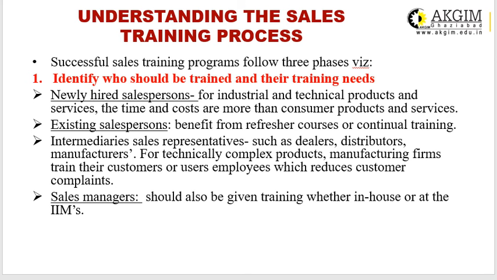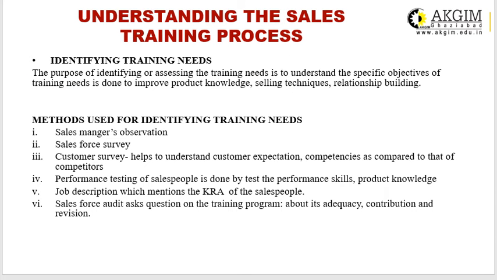Now, point number two: what are the methods that are used for identifying the training needs? The various methods used for identifying training needs include the sales manager's observation. The sales manager observes and sees what the shortfall of the particular salesperson is. Accordingly, the training has to be designed for that particular salesperson.